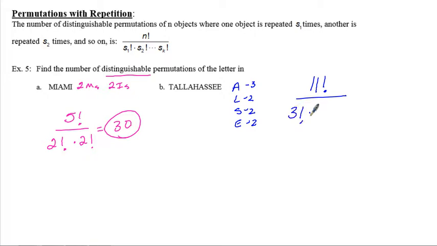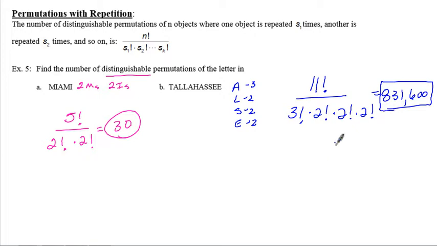3 factorial times 2 factorial times 2 factorial times 2 factorial. This comes out to be 831,600. If you need to pause the video to make sure your calculations come out the same, please do.